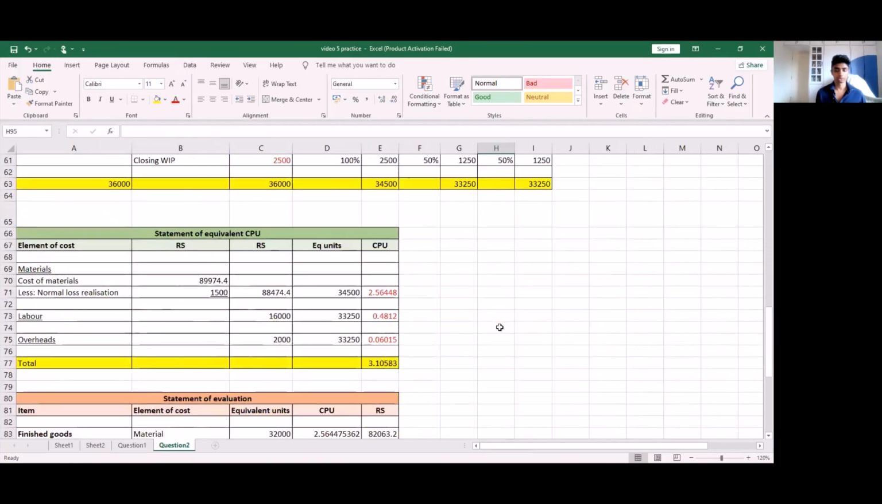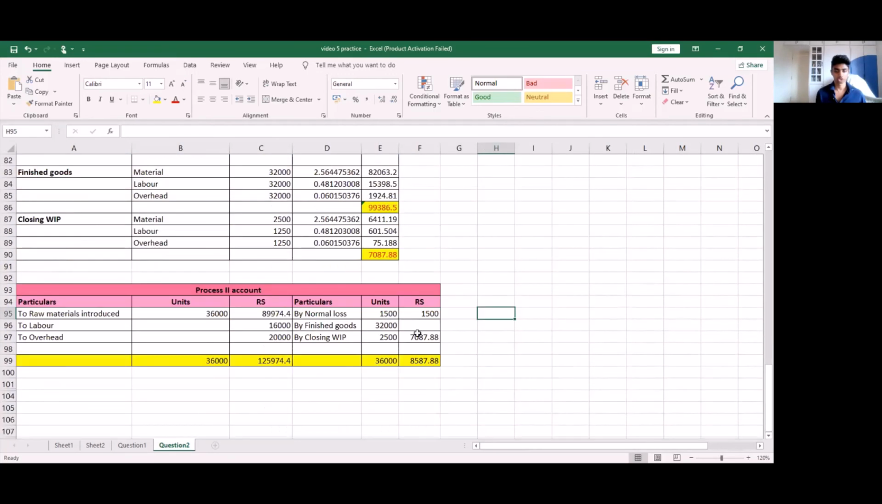Now coming to the amount of our finished goods, we have 1,25,974.4 minus 8,587.88.